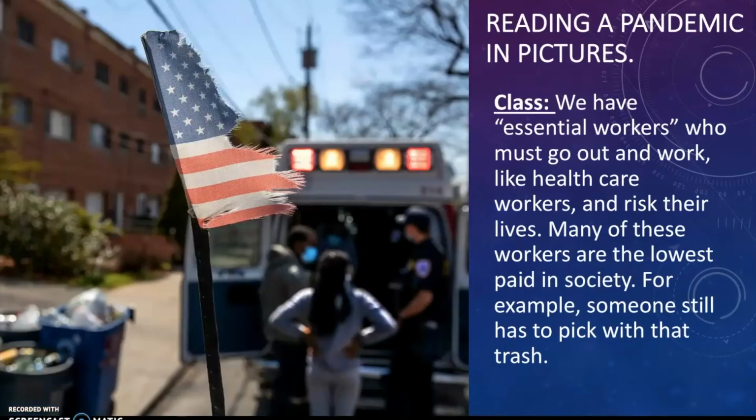Here we have this picture on the left. Take a minute to look at it. I can read this picture through the class lens. For example, we have essential workers who must go out and work, like healthcare workers, and risk their lives. Many of these workers are the lowest paid in our society. For example, someone still has to pick up that trash in that picture. So again, I'm referencing class. There's a class of people who are essential workers, and it's kind of ironic that those are the ones that are lowest paid. So again, this picture, we can read it through that lens, specifically looking at class.